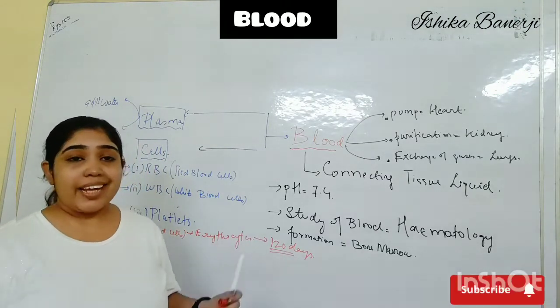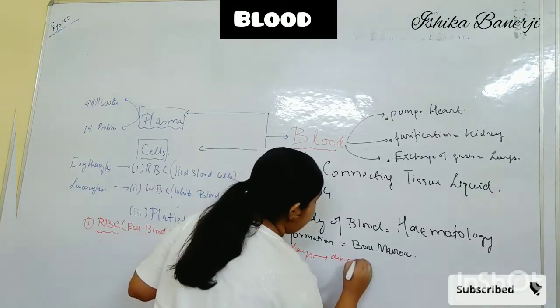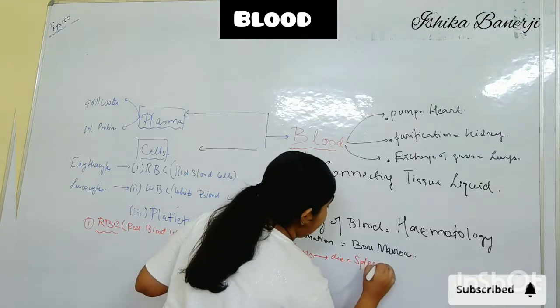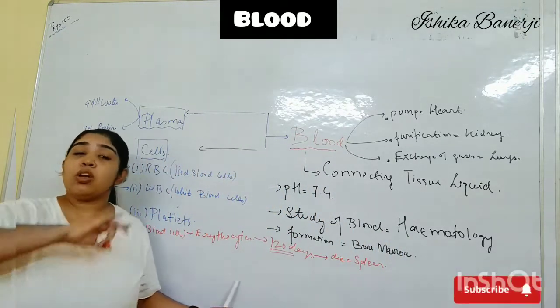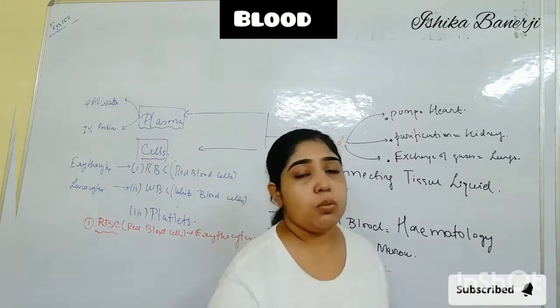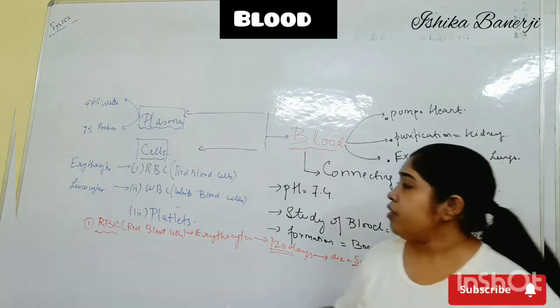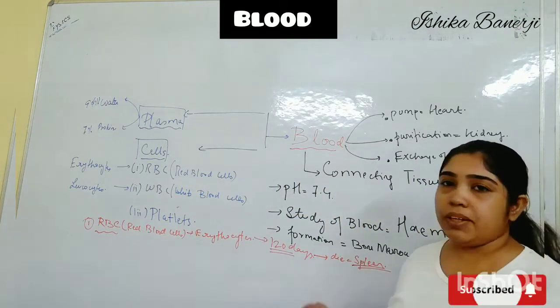Where do they die? The RBCs die in the spleen. So this is a question. I am not giving you a lot to study; you just need to study from the examination point of view. You need to clear the exam. So RBC is red blood cell, erythrocytes, 120 days, and they die in the spleen.